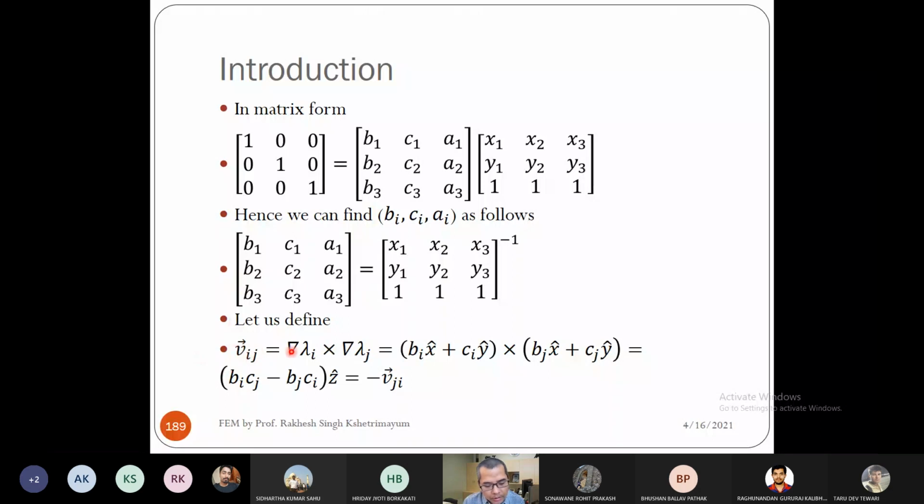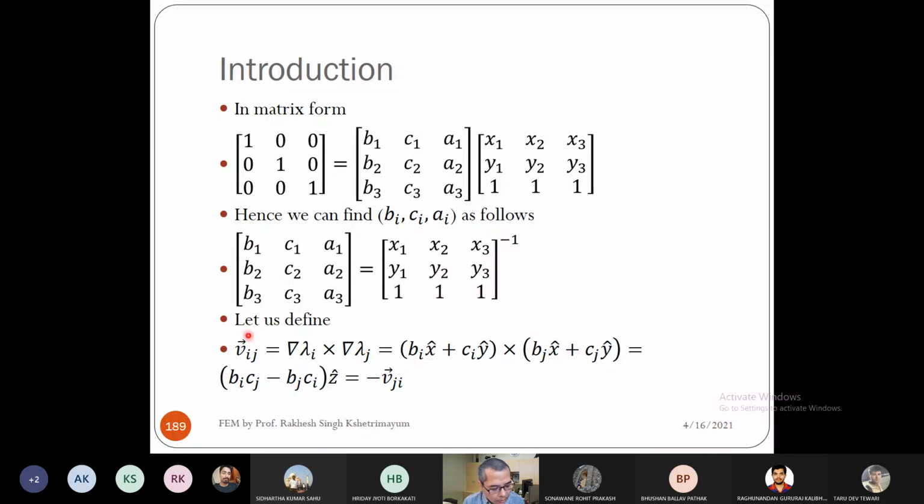Vector Bij is the gradient of lambda i cross product with the gradient of lambda j. We'll have this kind of term in the expression for Sij and Tij. That's why we are trying to find the cross of the gradients of lambda i and lambda j. Lambda i was a1 plus bix plus ciy. When I take the gradient, I get bi x hat plus ci y hat. The gradient of lambda j gives bj x hat plus cj y hat. When I take the cross product of these two, I get bicj minus bjci times z hat.